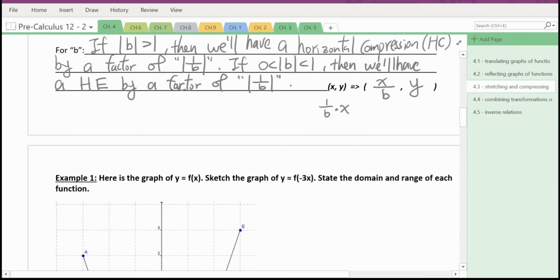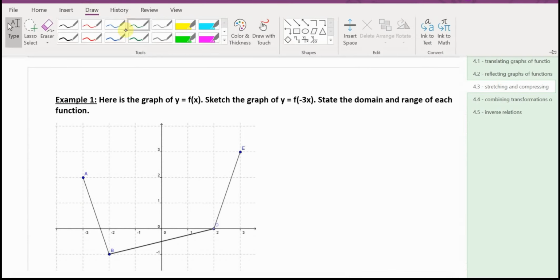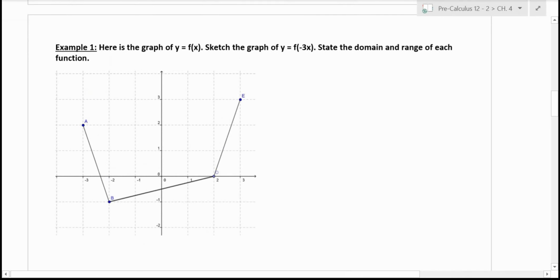Now we're going to look at some examples. Let me change the color here to red. Here are the 4 points on the graph. A is negative 3 comma 2, B is negative 2 comma negative 1, we don't actually have C, D is 2 comma 0, and E is 3 comma 3.